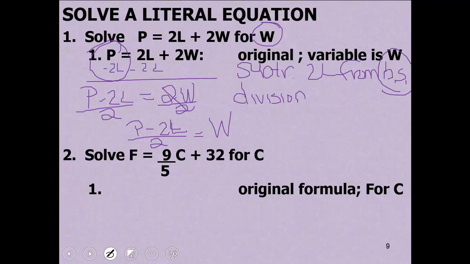Okay. Try number 2 on your own and hit the pause button and come back and see if you got it right. Okay, welcome back. Here we go. My first thing that I'm going to do is write my formula down that they give me.